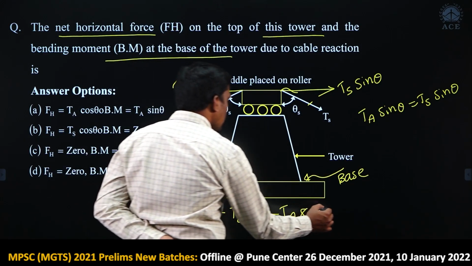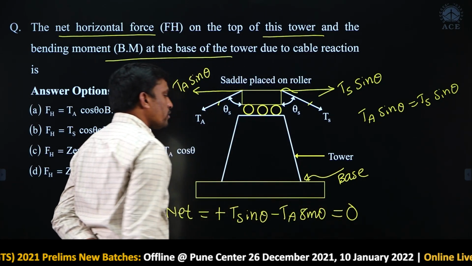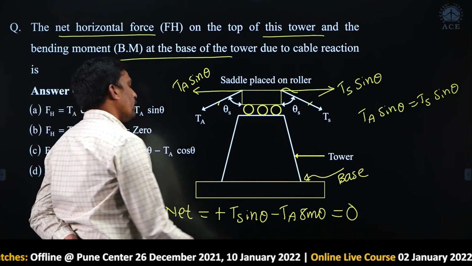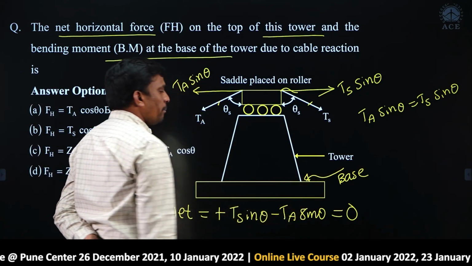It means what is the net horizontal force you will get? Net horizontal force you will get 0. Then he is asking to find the bending moment at the base.